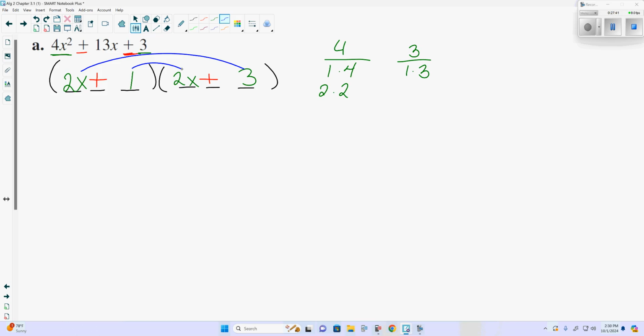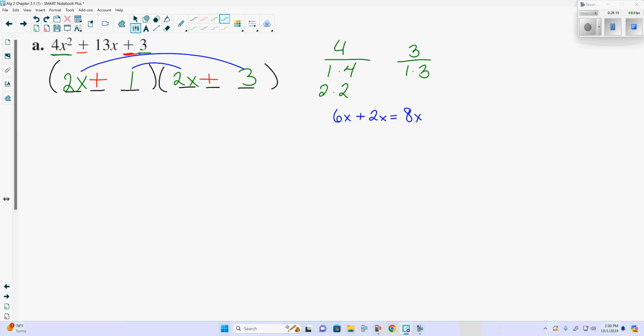2x times positive 3. 2 times 3 is 6x. 1 times 2x is plus 2x. And 6x plus 2x is 8x. Is that the middle term we wanted? No, we wanted 13x, yes? So the first step from here, we can switch the 1 and 3.